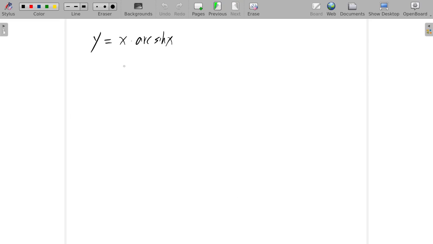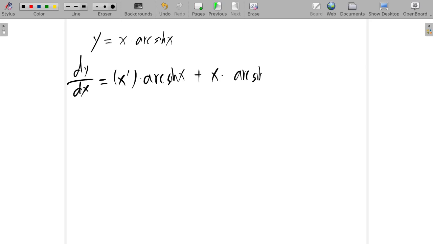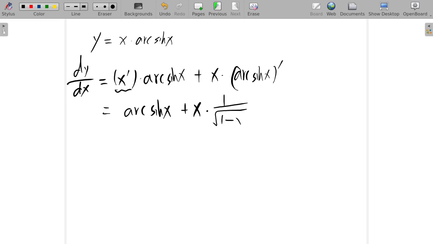For the last one, we use the product rule. The change in y with respect to x equals the derivative of x times arc sin x plus x times the derivative of arc sin x. The derivative of x equals 1. The derivative of arc sin x equals 1 over the square root of 1 minus x squared.